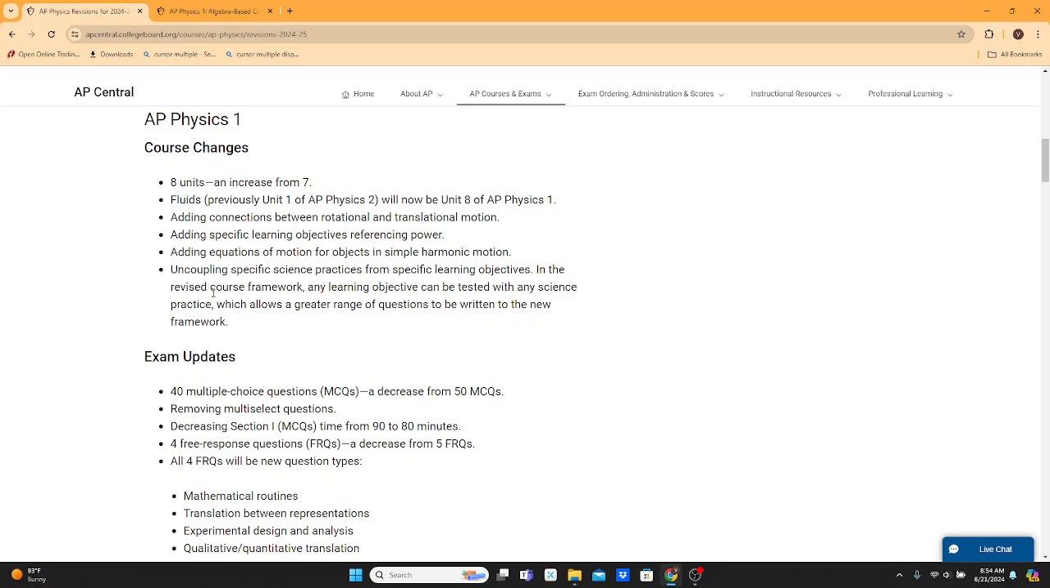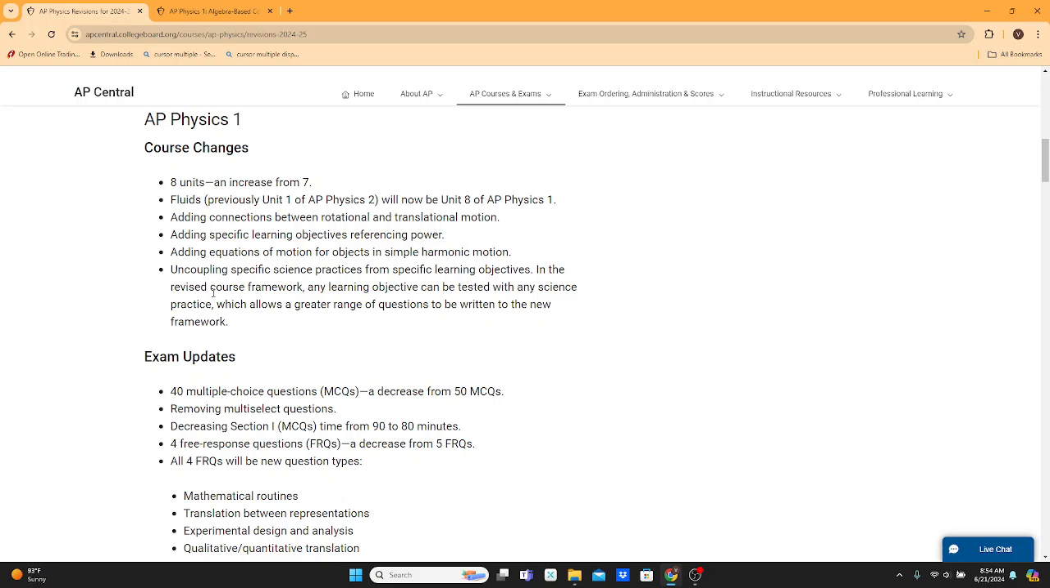And on top of this, the course exam description has connections like rotational and translational motion. They also have significant learning objectives that are required towards power, because beforehand, power was something you needed to know in AP Physics 1, but now it's actually going to be tested a lot. And then the other ones are just specific learning examples. It's showing that there's more significance towards other topics that haven't been tested as much yet, and that's why it's a revised course framework.